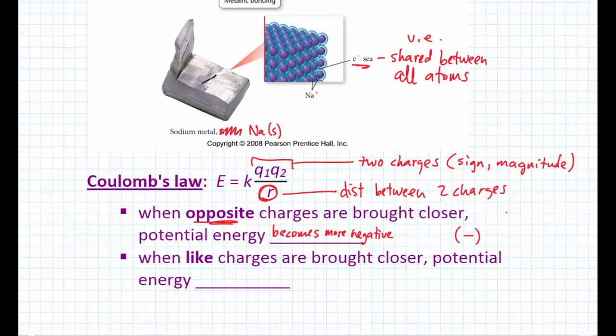And that's essentially, if we have something that's negative that becomes even more negative, okay, that's essentially exothermic.